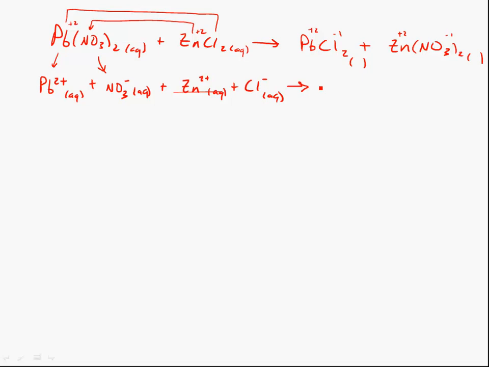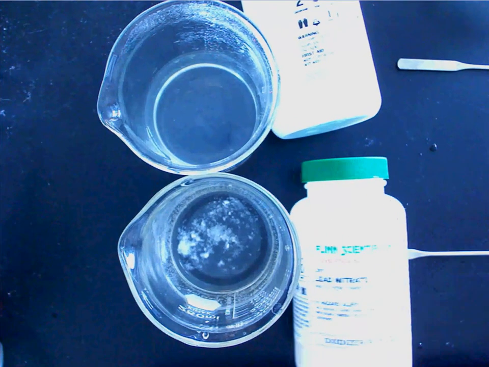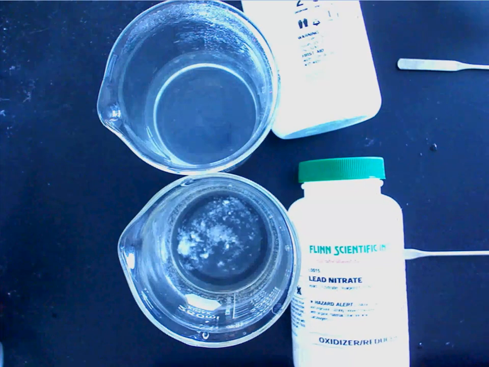So let's go back to our reaction. What I'm going to do is add the solution of my lead and my nitrate ions to my solution of zinc and chloride, and let's see what happens here.